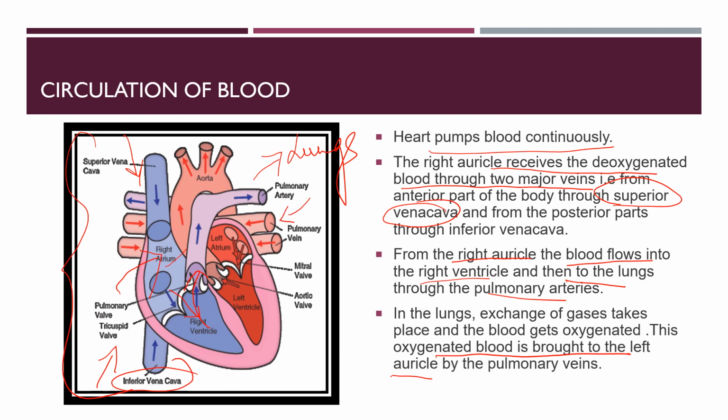So it's a cyclical process. It is brought by the superior vena cava and the inferior vena cava to the right atrium, from the right atrium to the right ventricle, from the right ventricle it is passed through the pulmonary arteries to the lungs, and the lungs again purify this deoxygenated blood, and it is brought to the left auricle by the pulmonary veins. So is it clear to all? This is a very simple process. We have discussed the right side of the heart now. In the next slide we will be discussing the left side.